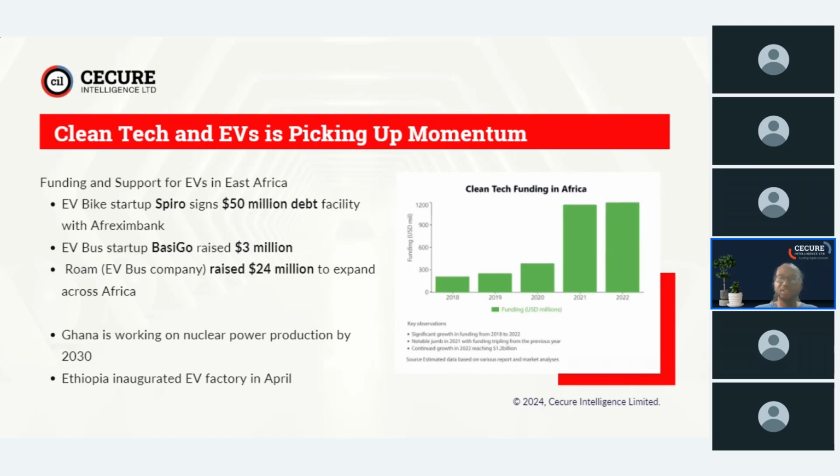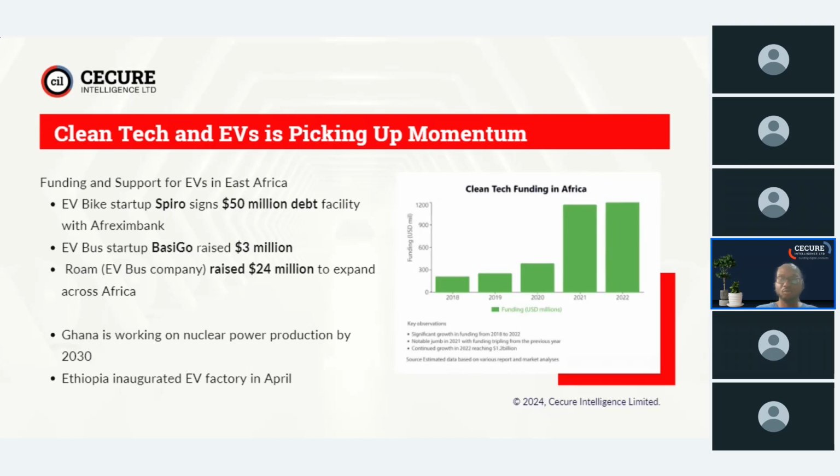And most of the funding has been going towards East Africa. An EV-backed startup called Spiro signed a $50 million debt facility with Afreximbank this year. Another startup called Basigo raised about $3 million this year, which I think is based in Kenya. And another EV company, a bus company called Roam, raised about $24 million to expand across Africa. They expanded across Kenya, Rwanda, and Uganda. So they expect to see more traction across Africa.